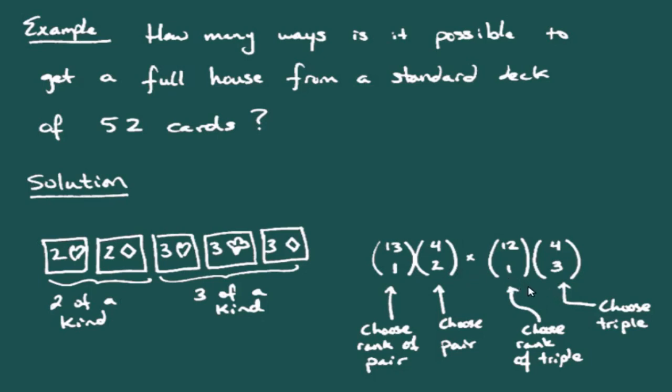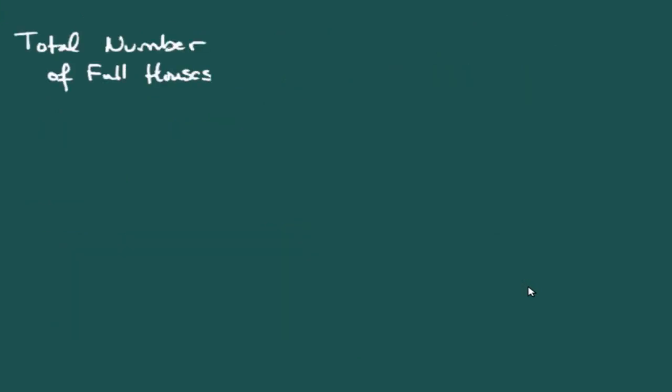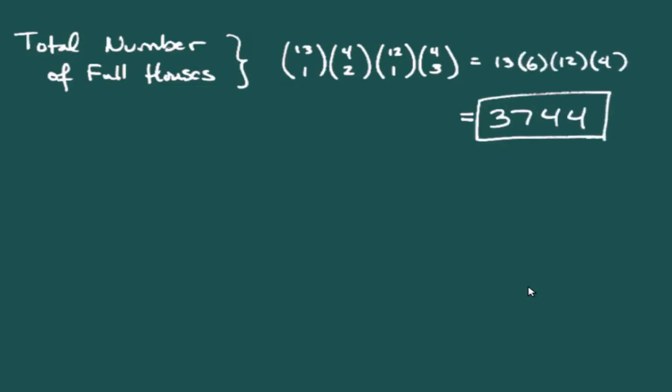And so our total number of full houses is just going to be 13 choose 1 times 4 choose 2 times 12 choose 1 times 4 choose 3, or 13 times 6 times 12 times 4, giving us a grand total of 3,744 ways in which we can be dealt a full house.